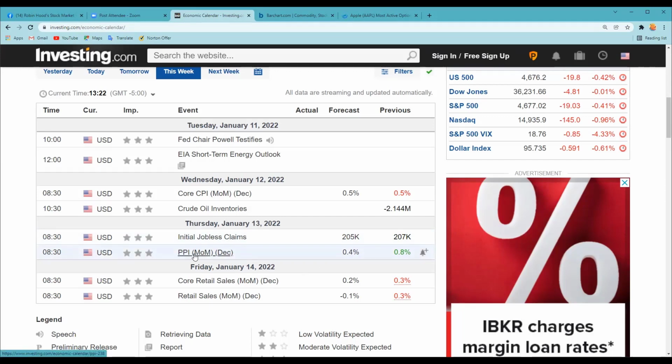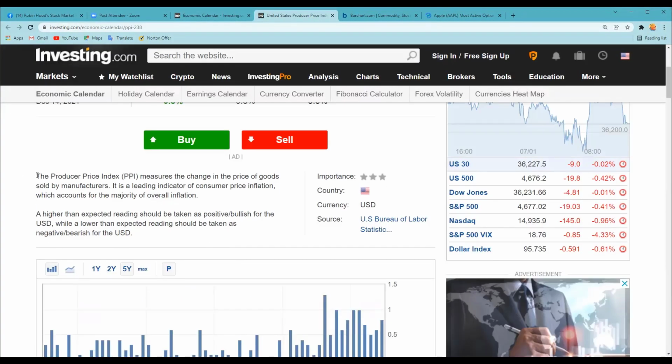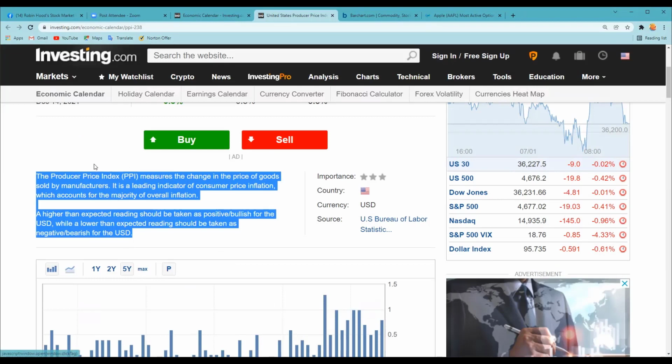And then we have the PPI month over month. Again, if you're not sure what those are, you can always click on them, and it tells you right there. So the PPI is your producer price index that measures the change in the price of goods sold by the manufacturers. It is a leading indicator of the consumer price inflation, which accounts for the majority of the overall inflation.